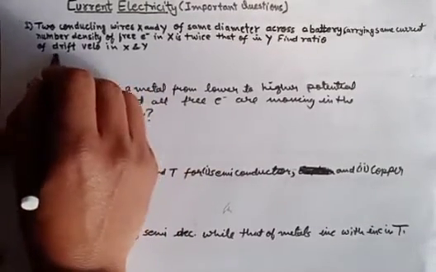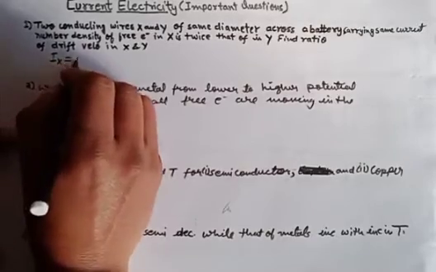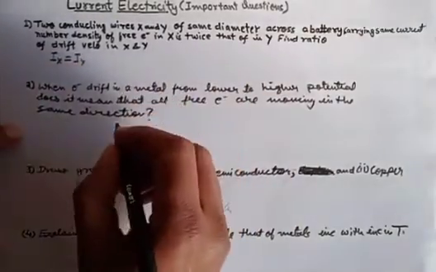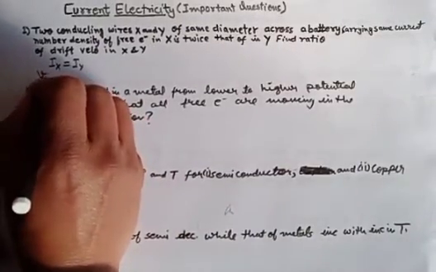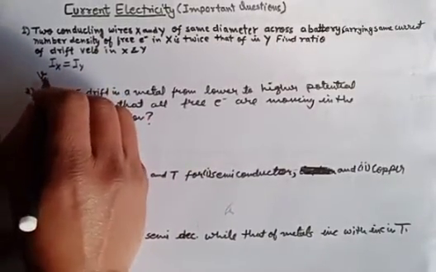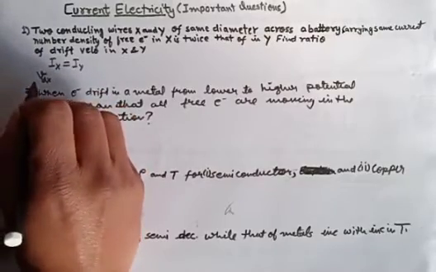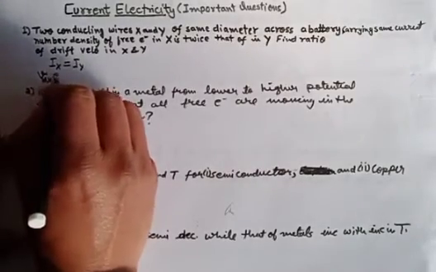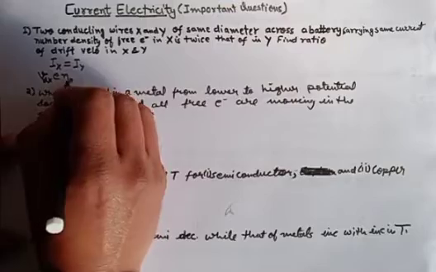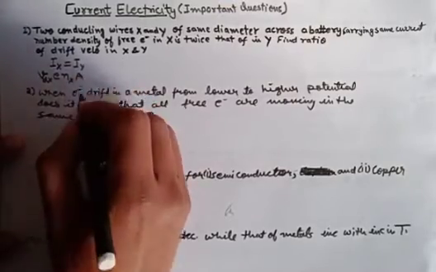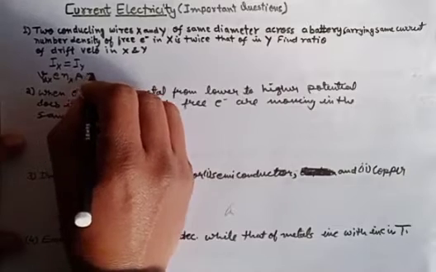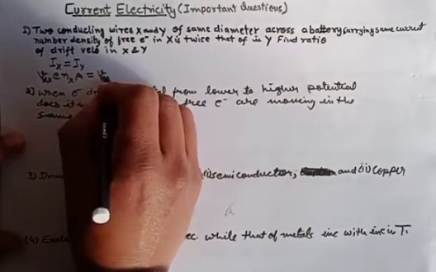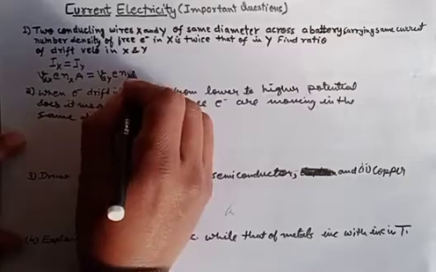So first thing is that I through X is equal to I through Y. Now we know the formula I equals n e A Vd, where Vd is drift velocity. For X, I = Vd(X) e n(X) A. The diameter is the same, so the area will also be the same, so I'm not putting the subscript for that. Now for Y, I = Vd(Y) e n(Y) A.